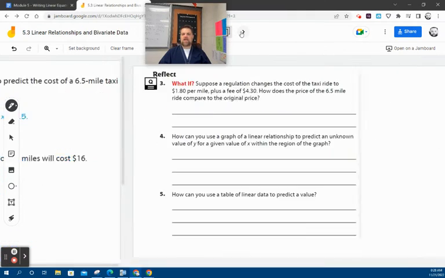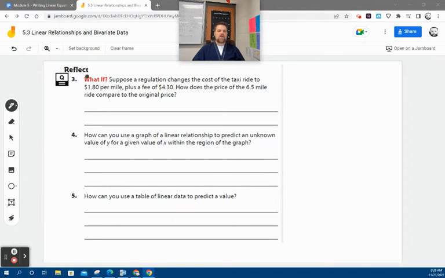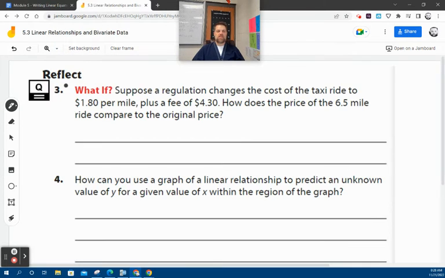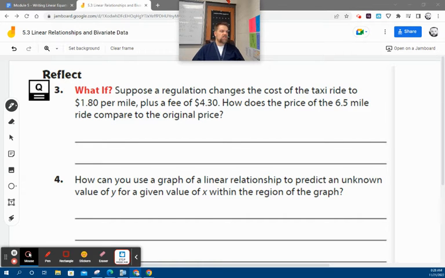Let's try to do some on our own. Okay? So we've got some conceptual questions here, and I want you guys to do your best to help me answer this. So for reflection question number 3, it says, what if, suppose a regulation changes the cost of a taxi ride to $1.80 per mile plus a fee of $4.30? How does the price of 6.5 miles ride compare to the original price?